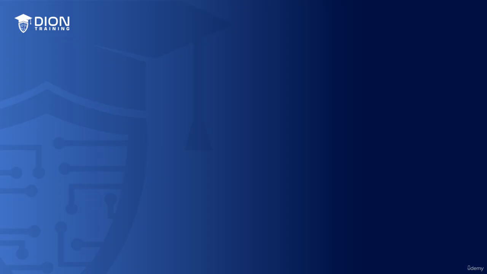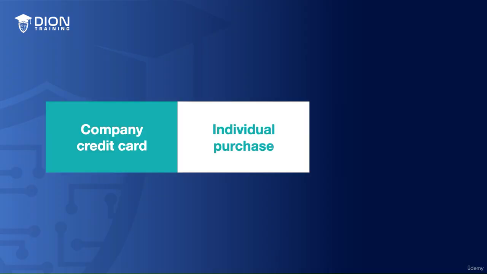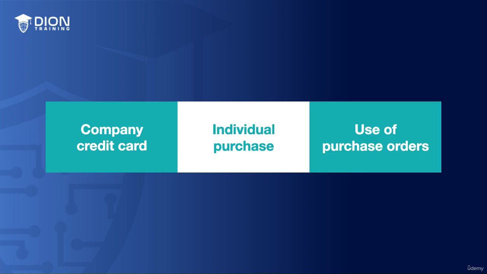So, to conduct the acquisition and procurement process, we first need to understand the different types of purchase options that an organization might utilize, including a company credit card, an individual purchase, or the use of a purchase order.